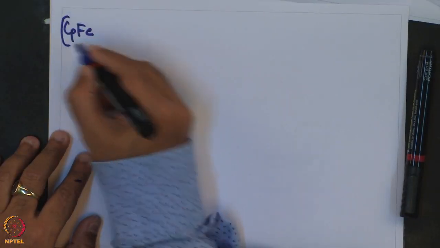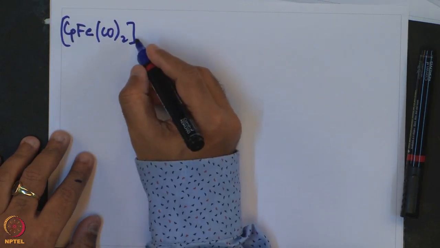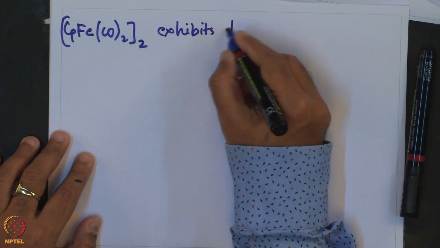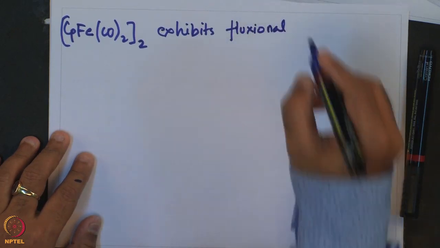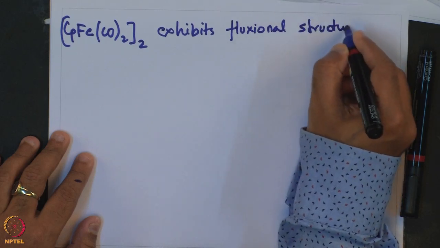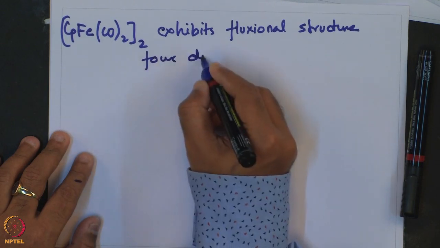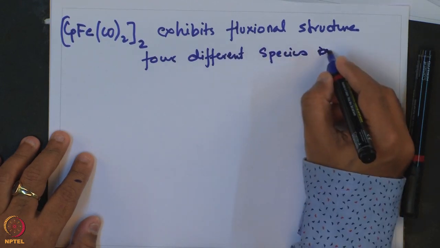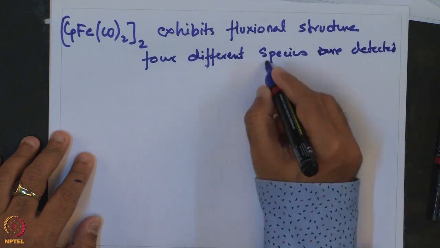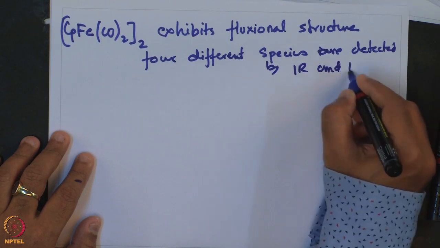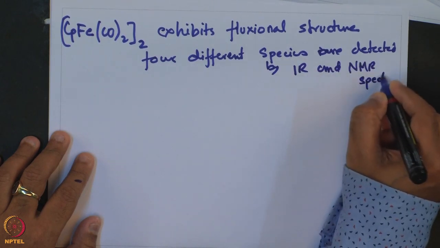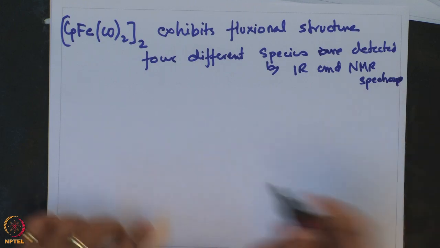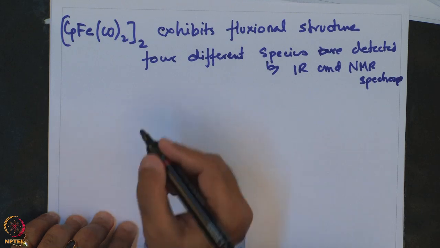Fe Cp(CO)2 whole 2 exhibits a fluxional structure, and 4 different species are detected by IR and NMR spectroscopy, and that is primarily because of its bridging and non-bridging nature, and also because of its cis and trans isomerism.